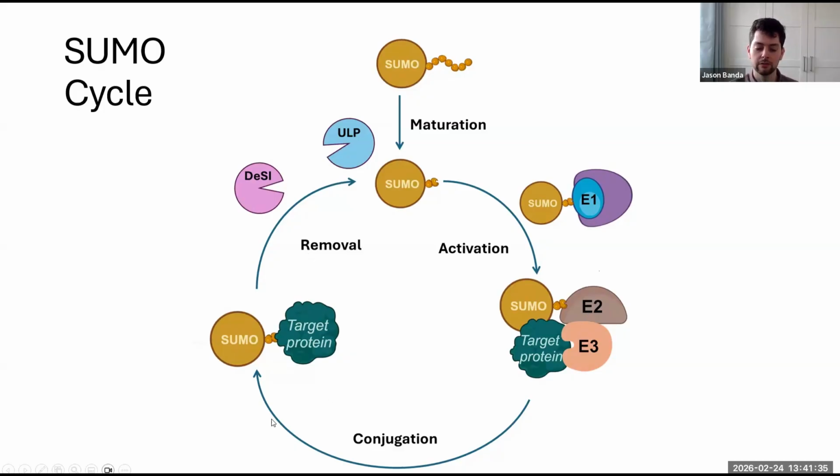This can then be conjugated to a target protein through the function of E2 and E3 ligases. This is the point where you've seen the example of ARF7. SUMO is attached to a target protein, and it can change the subcellular localization of the target protein, change its activity, or even change its degradation state or interaction partners. So a lot can happen there. And of course, it's a SUMO cycle, so it's cyclical. SUMO can also be removed by ULP and DeSI proteases, which frees up the SUMO pool and deactivates the changes that have been made by SUMO.